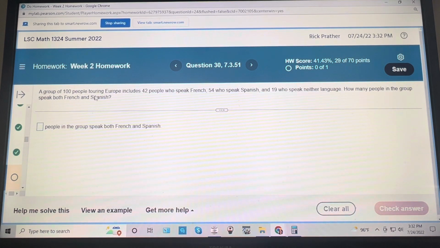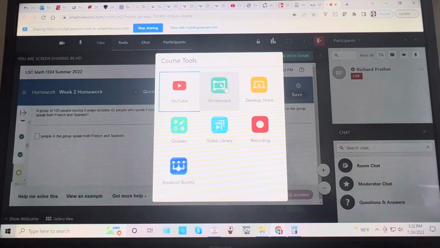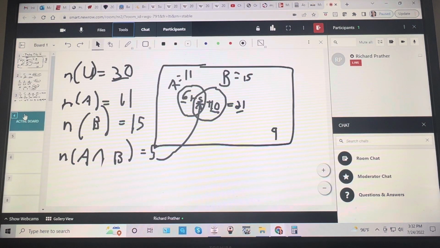A group of 100 touring Europe, 42 speak French, 54 speak Spanish, but some people speak either both or neither. Here it's 19 speak neither. How many people in the group do both? So this is kind of the opposite question of number 29. So we got the 100 total, that's our universe size. We know the 2 A and B numbers, 42 and 54, which is already 96 people. And if you add another 19, you're well over 100. Because you're double counting the ones that do both. The only difference here is this one told us the both and this one tells us the neither.